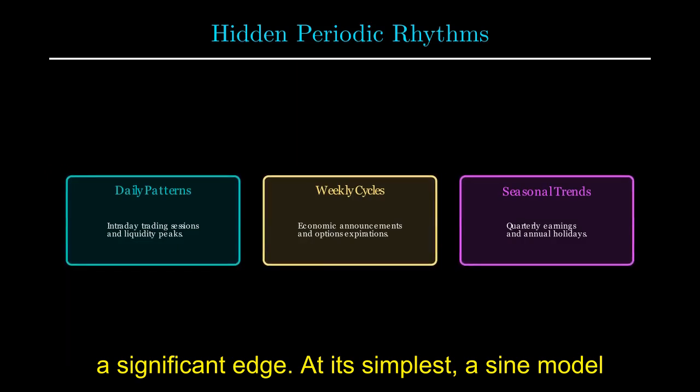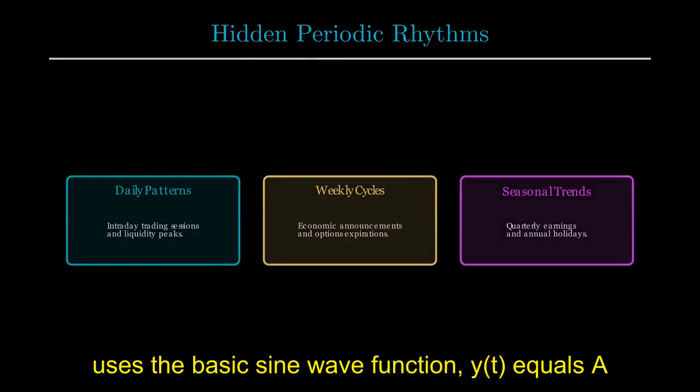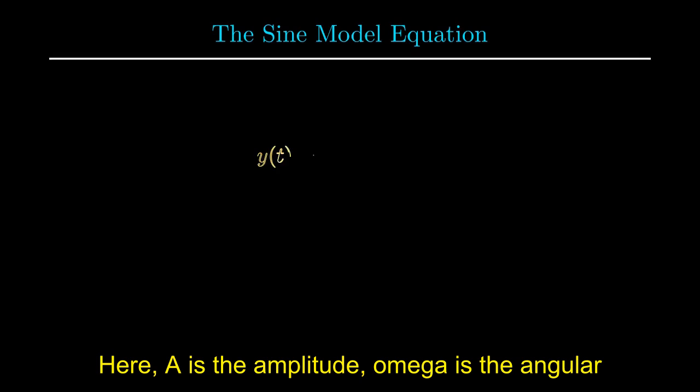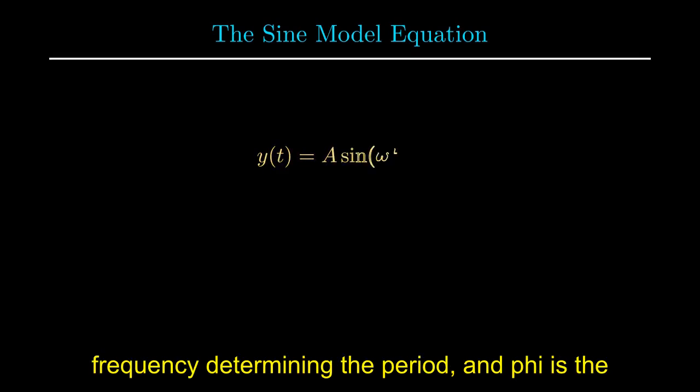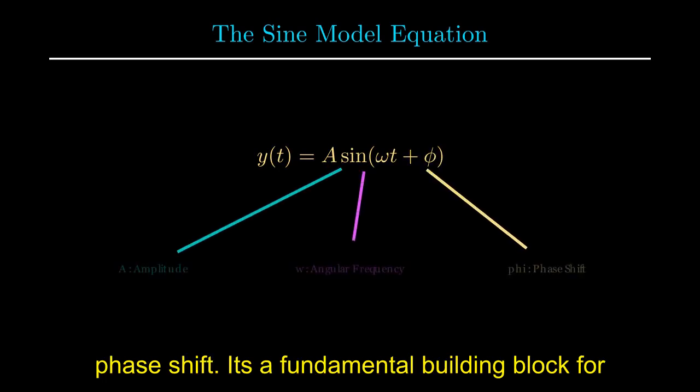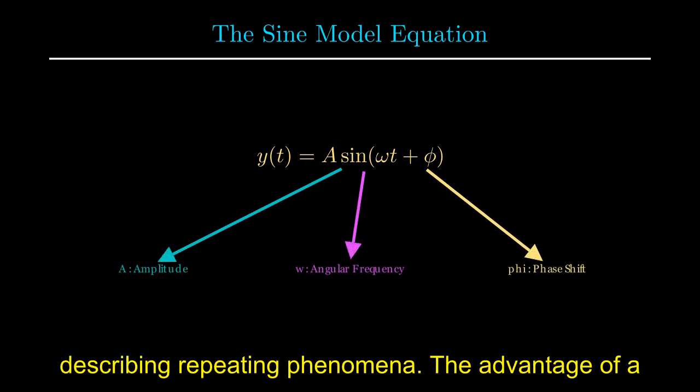At its simplest, a sine model uses the basic sine wave function, y(t) = A sin(ωt + φ), to represent an oscillation. Here, A is the amplitude, ω is the angular frequency determining the period, and φ is the phase shift. It's a fundamental building block for describing repeating phenomena.